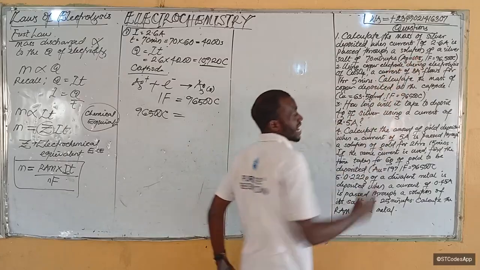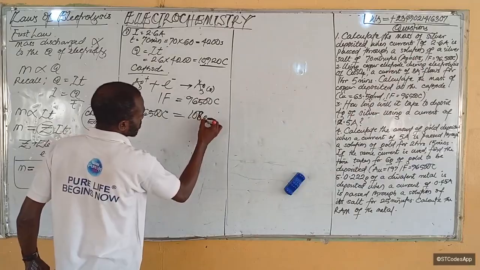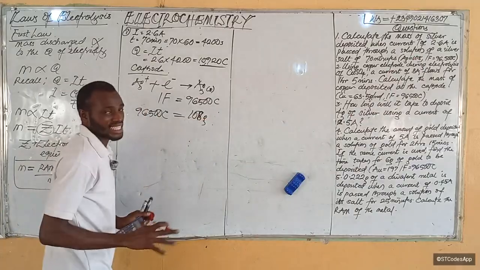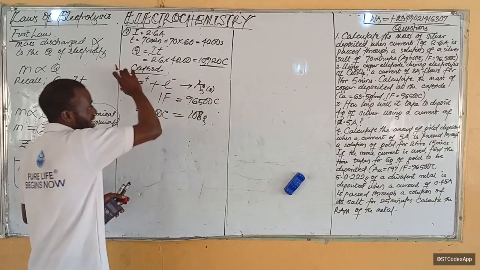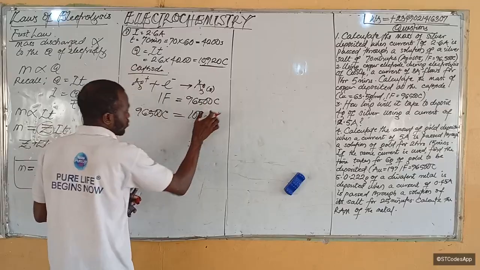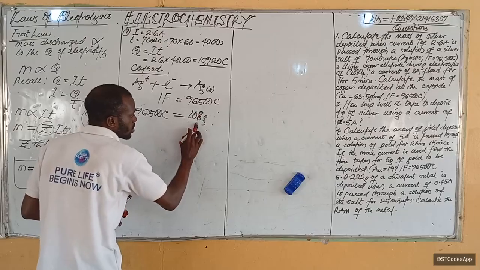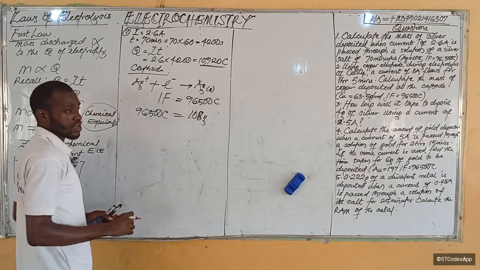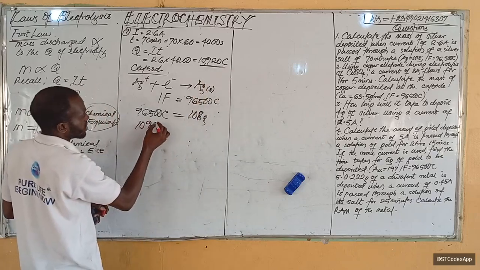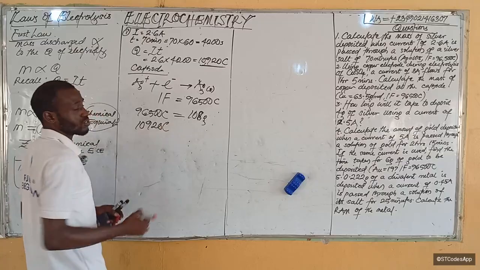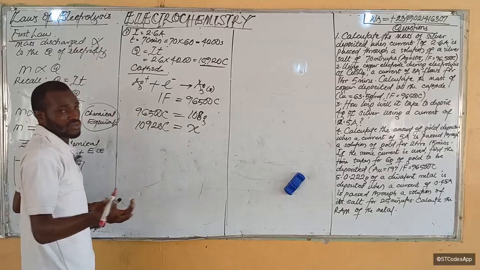Which is 108 in grams. So 108 grams will be discharged by this normally. That is on a normal condition. This is the ideal case. In the ideal case, 96,500 coulomb of electricity discharges 1 mole, which weighs 108 grams for silver. Therefore, we now passed this. This was the amount we passed. We passed 10,920 coulomb into it. What is the mass that was discharged? That's how to solve it.